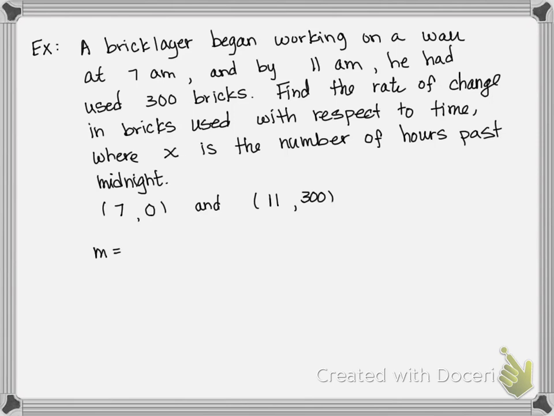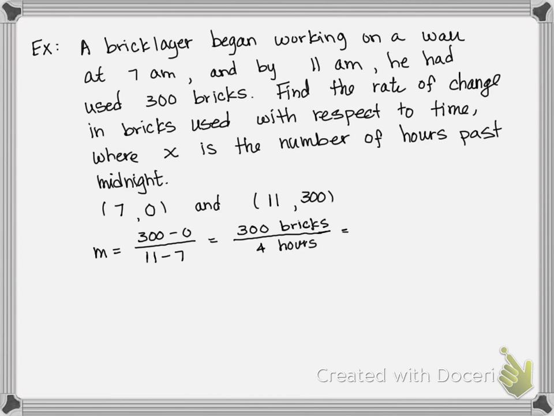Our slope is 300 minus 0 over 11 minus 7. Our numerator is in bricks. If you did it the other way, 0 minus 300 over 7 minus 11, that's totally fine. You end up with the same thing because it just swaps the signs on both the top and the bottom. So you either have a negative divided by a negative or a positive divided by a positive, both of which will get you a positive slope. So that order isn't important. And then 11 minus 7 is 4, measured in hours.